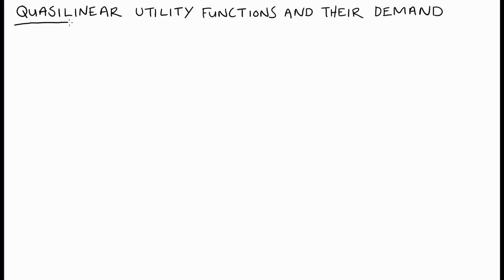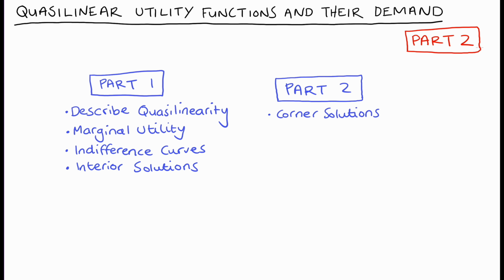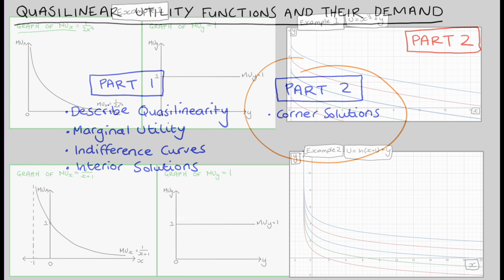Okay guys, this is part 2 of our discussion around quasi-linear utility functions and their demand. In this video, I'm going to discuss the nature and existence of our corner solutions when we have quasi-linearity.